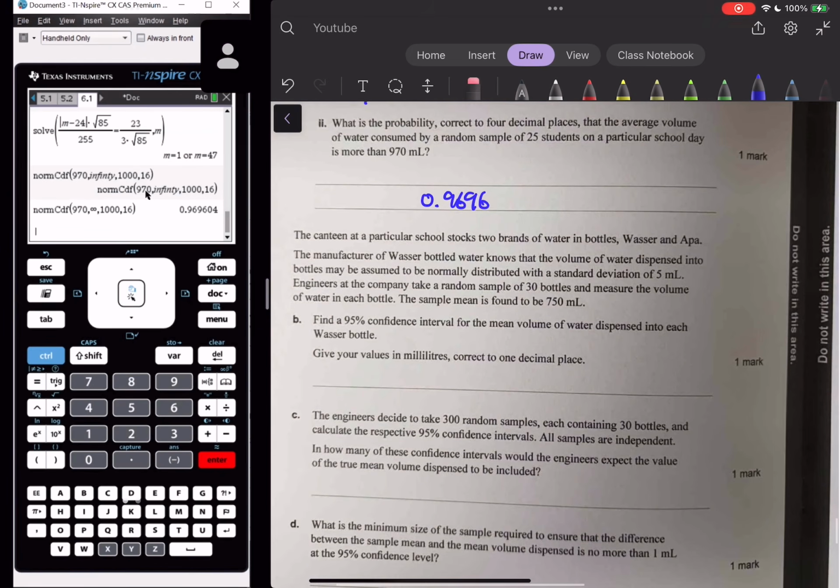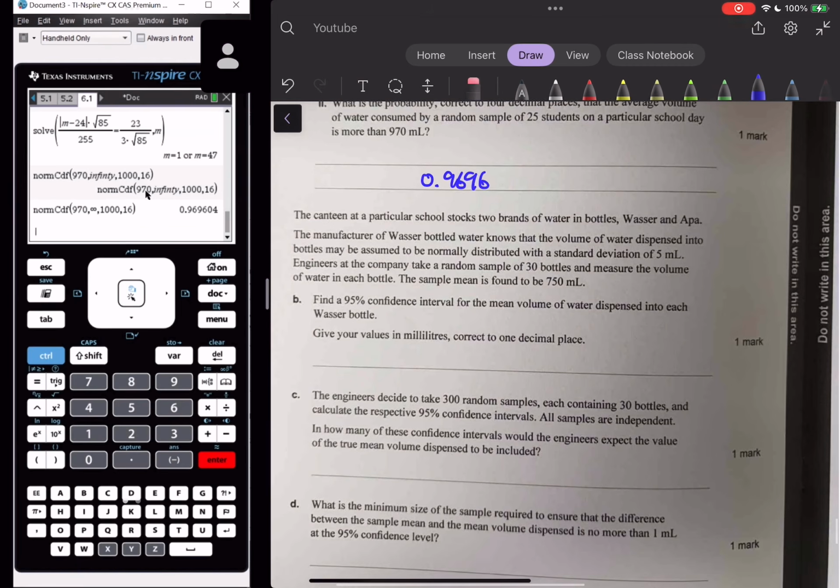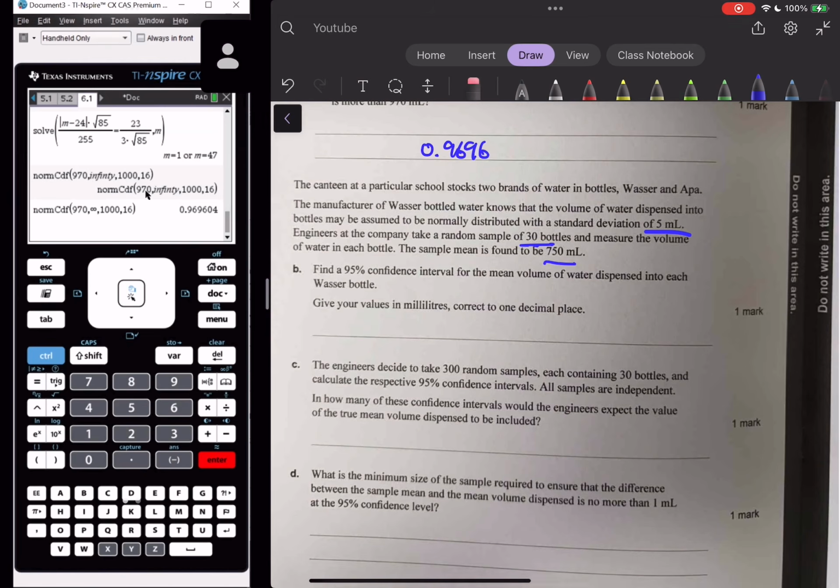The canteen at a particular school stocks 2 brands of water. The manufacturer of Wassa dispensed. So standard deviation is 5. Sample size is 30. And sample mean is 750. Find the 95% confidence interval.